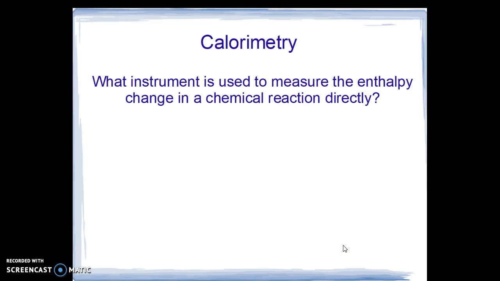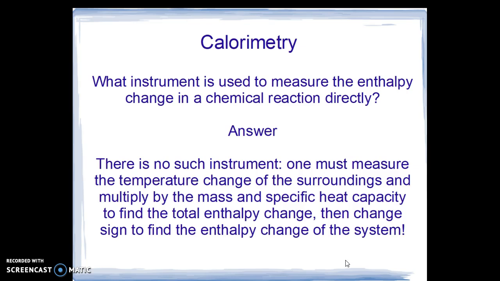Question: what instrument is used to measure directly the enthalpy change in a chemical reaction? Turn the video off and discuss this, and then come back for the answer. The answer is there is no such instrument, because, as you know, the heat is measured by temperature change and mass of the substance. So you really have no such thing in terms of a direct instrument. But a calorimeter enables you to measure both the mass and the change in temperature.